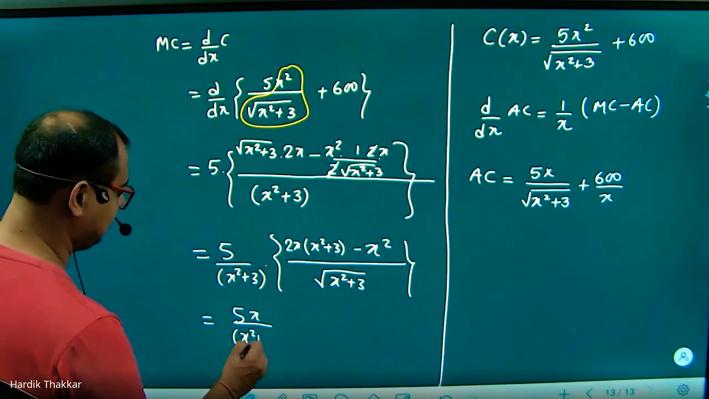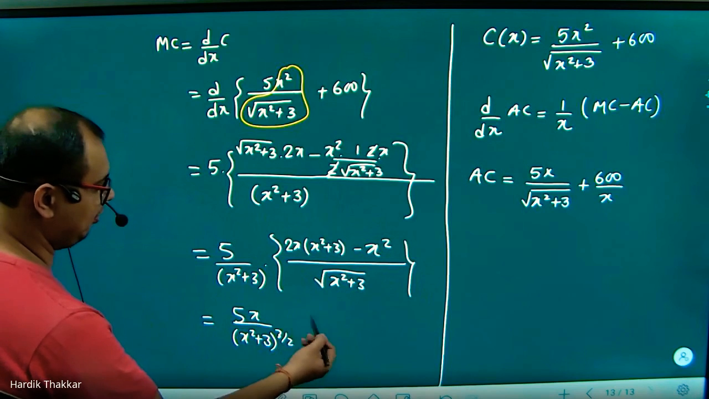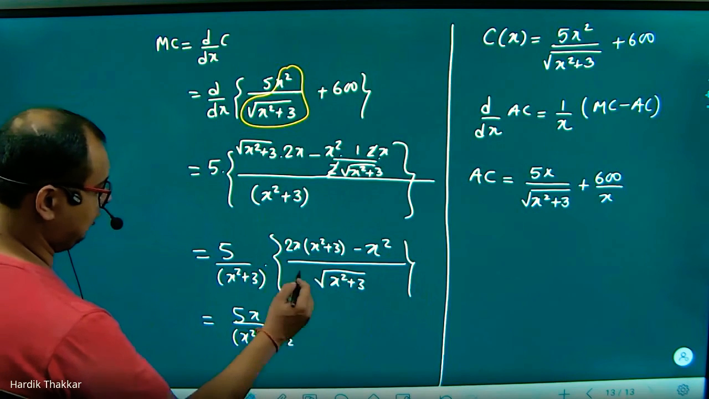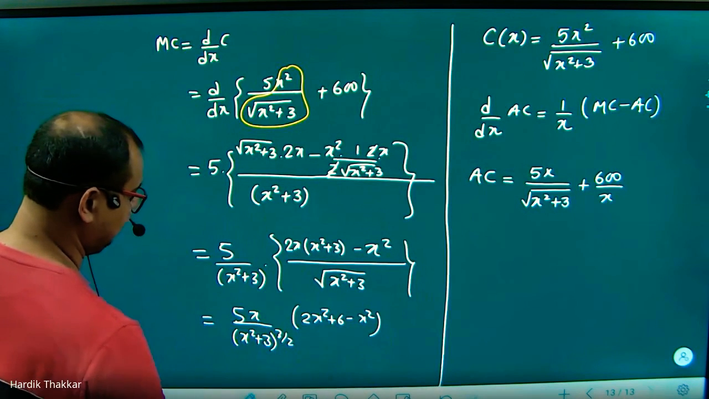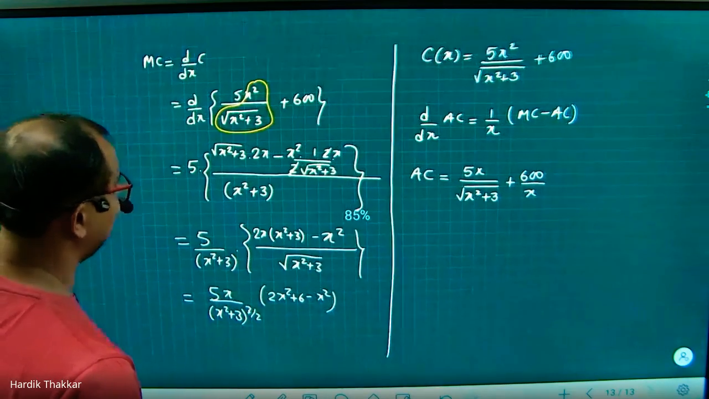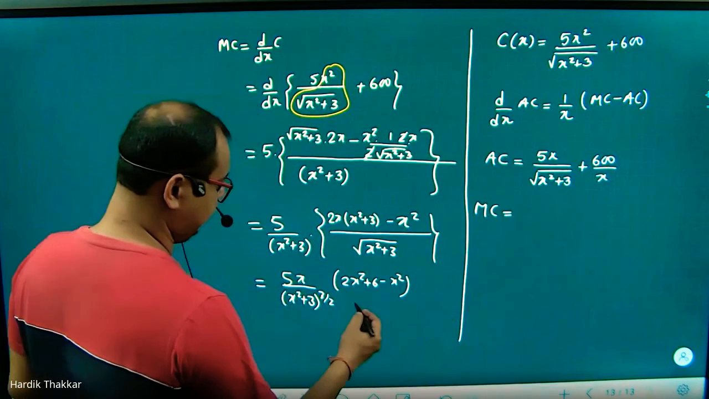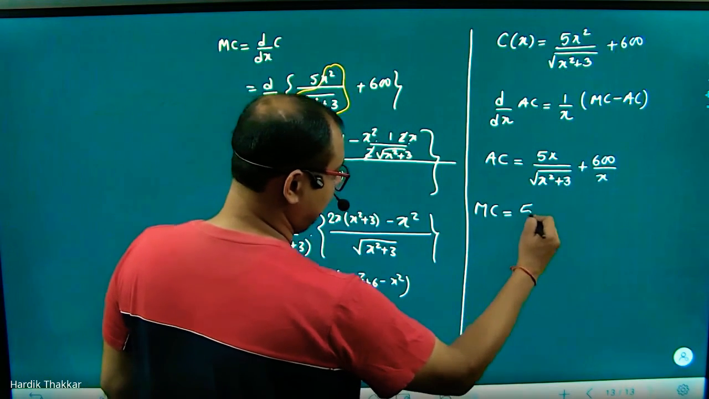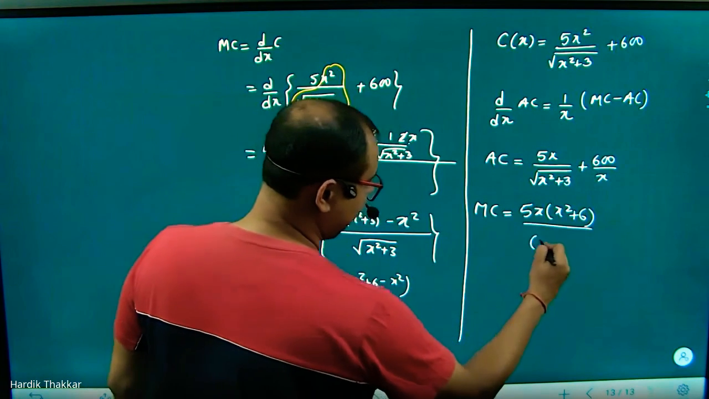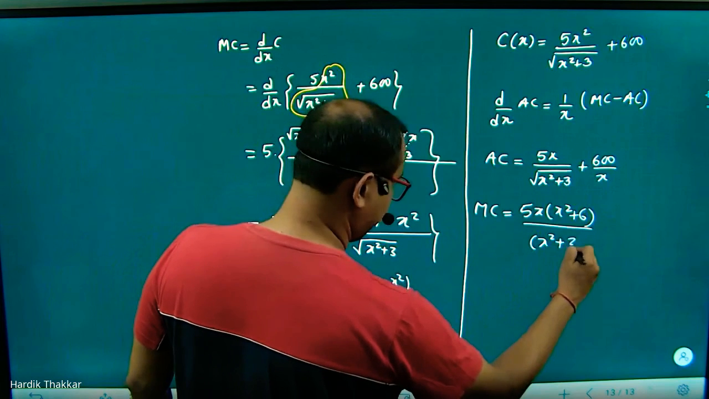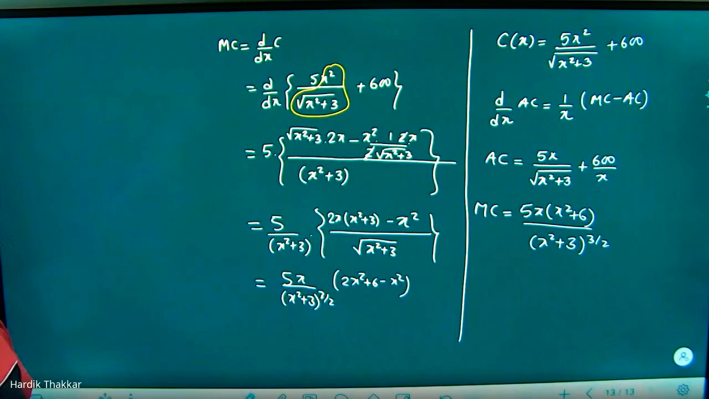Now further we can take x common from numerator. So it will be like this. Whole raised to power, it will become 3 by 2 because this to the power 1 by 2 and power 1. Now here we will get 2x square plus 6 minus x square. Okay. So after simplifying this, we will get MC is equal to 5x into x square plus 6 divided by x square plus 3 whole raised to power 3 by 2. Now just check and confirm whether this part is clear or not.